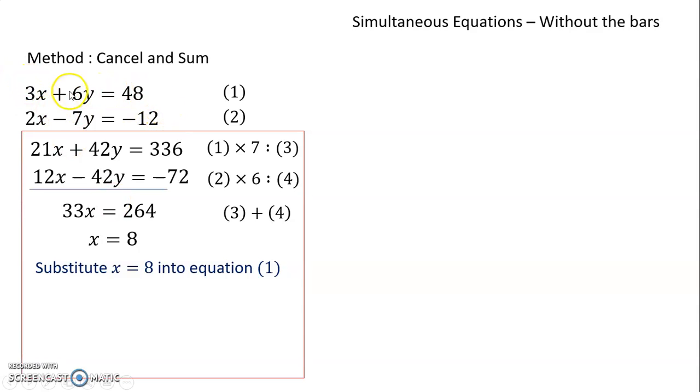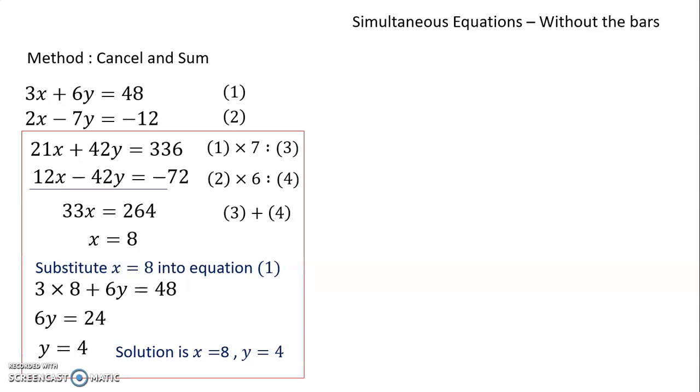Right, substituting back in, I'm going to select equation 1, and the reason for that is it has no negatives. It's going to make my calculation easier. So I've got 3 lots of x, 3 lots of 8, add 6y equals 48. 3 lots of 8 is 24. So I'm going to subtract that away, and that gives me 6y equals 24, and then divide by 6, which gives me 4. So my solution is x equals 8, y equals 4.